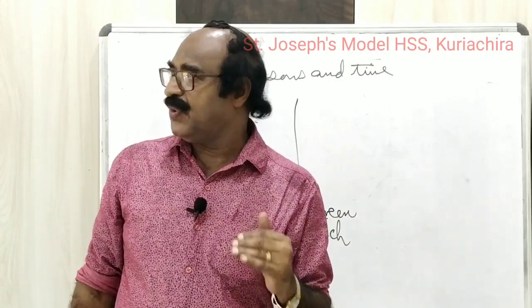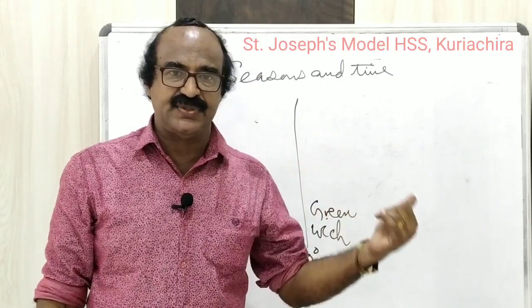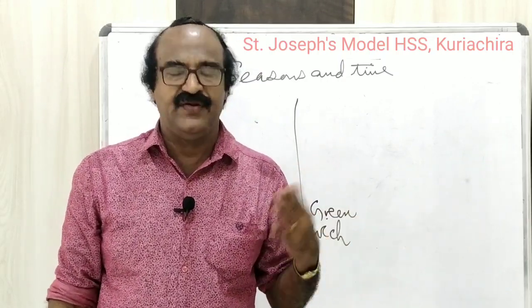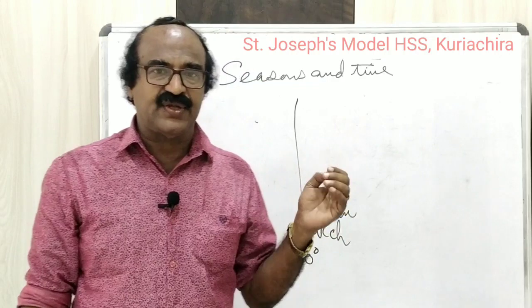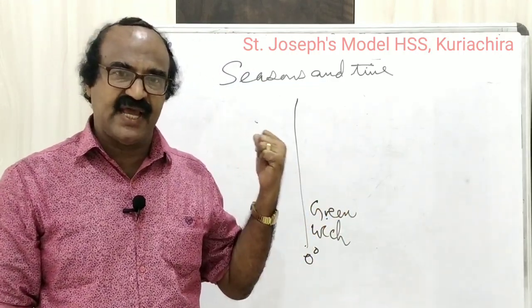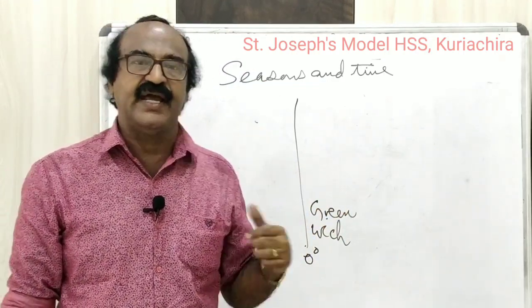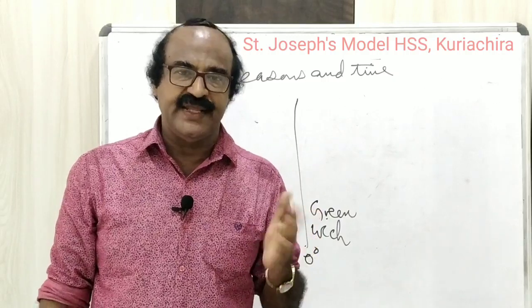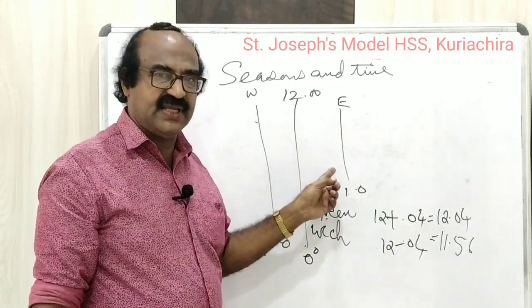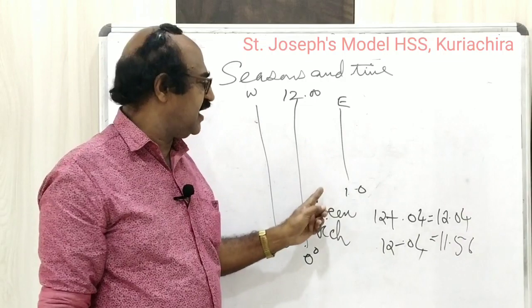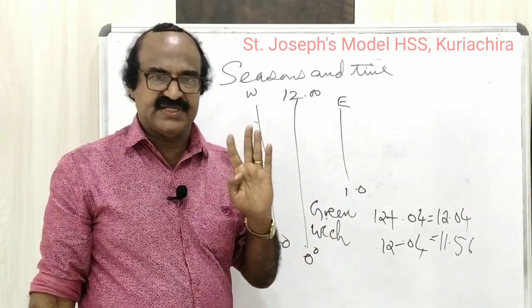When we go from the Greenwich line to the east, time advances or increases. When we go from the Greenwich line to the west, time recedes or decreases. To complete 1 degree of rotation, the earth will take 4 minutes.